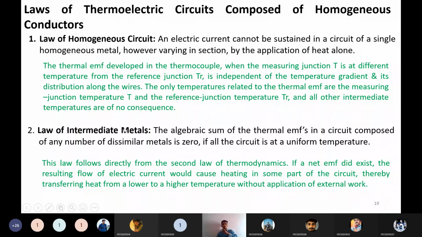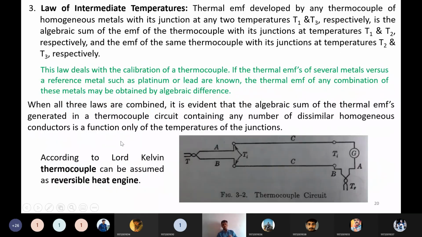Then the law of intermediate metals. This law says that the net EMF generated, after performing a sum of all the EMFs, should be zero. If there is a net positive EMF, then heating will take place and irregular temperature will be there. That is said by the law of intermediate metals. Then the law of intermediate temperatures. If a thermometer is located at T1 and T2, and another similar thermometer is located at T1 and T3, the EMF generated in the first case, T1 and T3, is the same as the sum of the EMFs of T1 and T2 plus T2 and T3. That is, the sum of the EMFs of the locations is equal to the total EMF. So when you combine all these three laws, we can properly operate and construct the thermocouple, extending it with proper lead wires in between the measuring junction and reference junction.